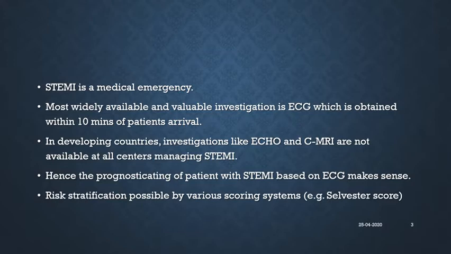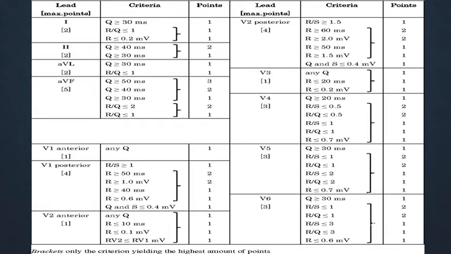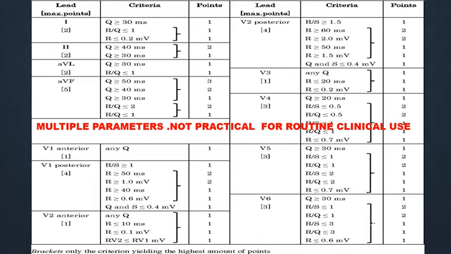Risk stratification is possible by various scoring systems such as the Sylvester score. This is the Sylvester scoring system, and as you can see, it includes multiple criteria and can be quite cumbersome to calculate in an emergency setting. Hence, this is not practical for routine clinical use.